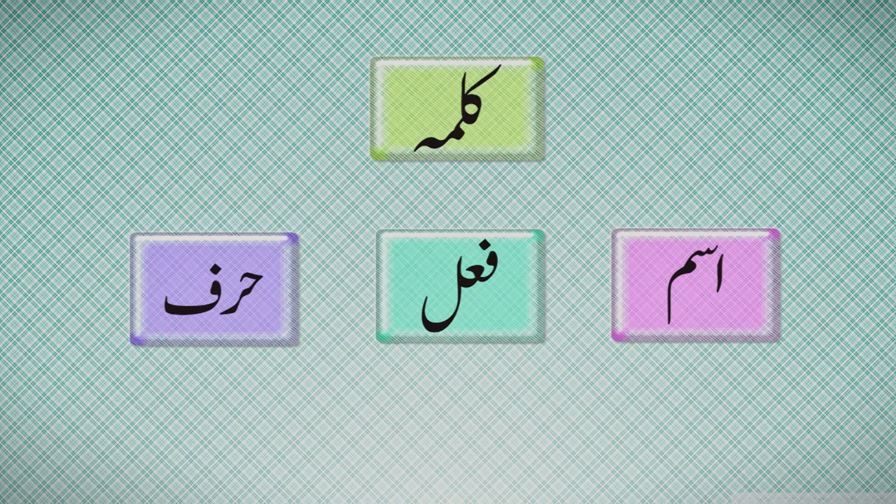As long as there is no indication of the tense, past, present, or future, it cannot have the status of a verb. Number two, verb. Verb is the kalima which tells you about an act taking place or a condition with reference to the tense, past, present, or future. Then third is the harf.